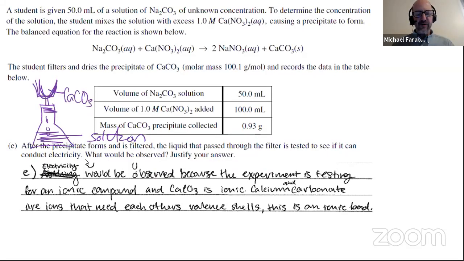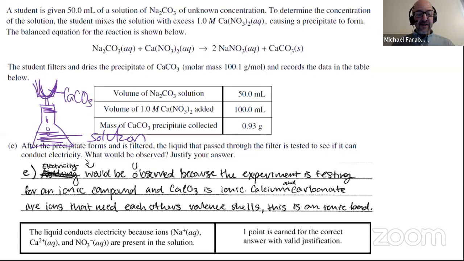And the correct answer, according to the scoring guidelines, is it is going to conduct electricity, but not for the reason that they said. It's because of the sodium ions, the excess calcium ions that are present in aqueous environment, and the aqueous nitrate ions, that's what's present. So the problem with their answer is they're talking about a precipitate, and that is not in the solution. That was separated and on the filter paper. So calcium carbonate is not in the solution, it is on the filter paper. So they can't talk about calcium carbonate as the reason why it would conduct electricity.